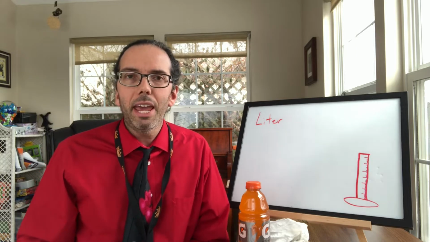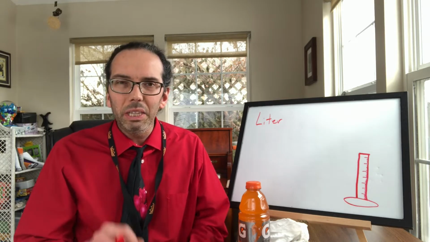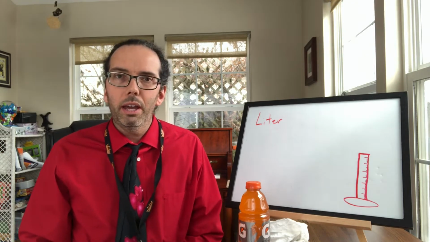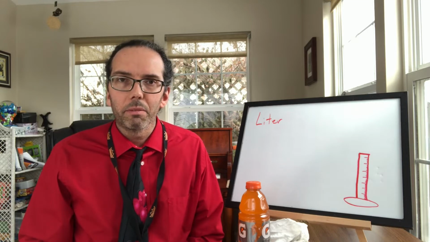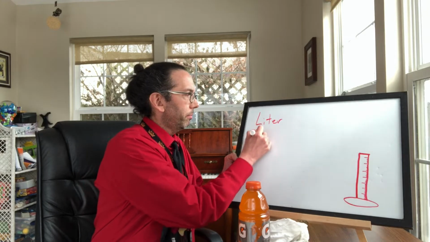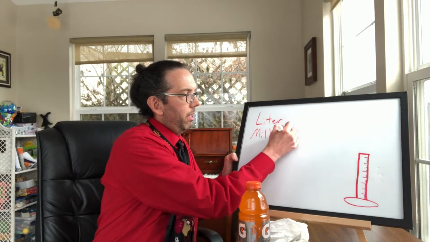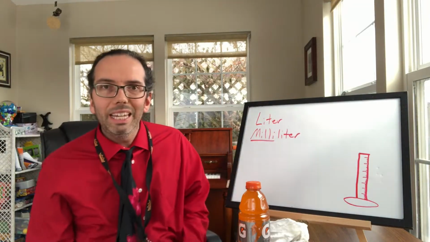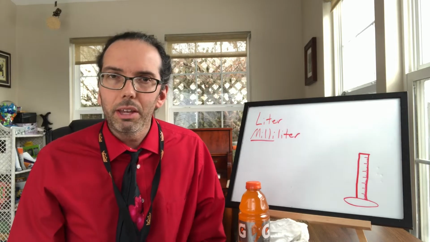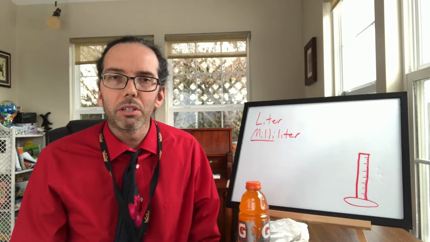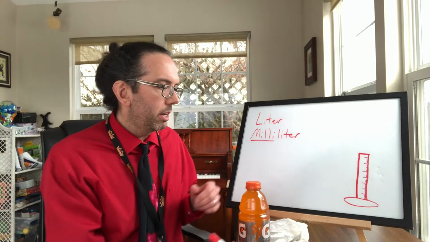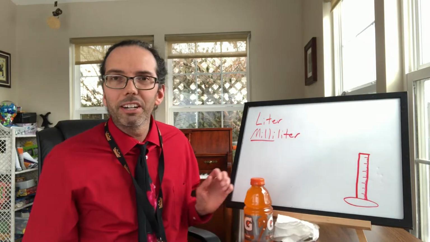Now, if we take that liter and we divide it into little tiny bits, right? 1,000 of those little tiny bits, we have a milliliter. There are 1,000 milliliters in a liter. The word milli means 1,000th, right? You might have heard of millimeter, right? That's also a measurement. That's 1,000th of a meter. That's measuring length, though. So we have millimeters, now milliliters. That can be hard to say.